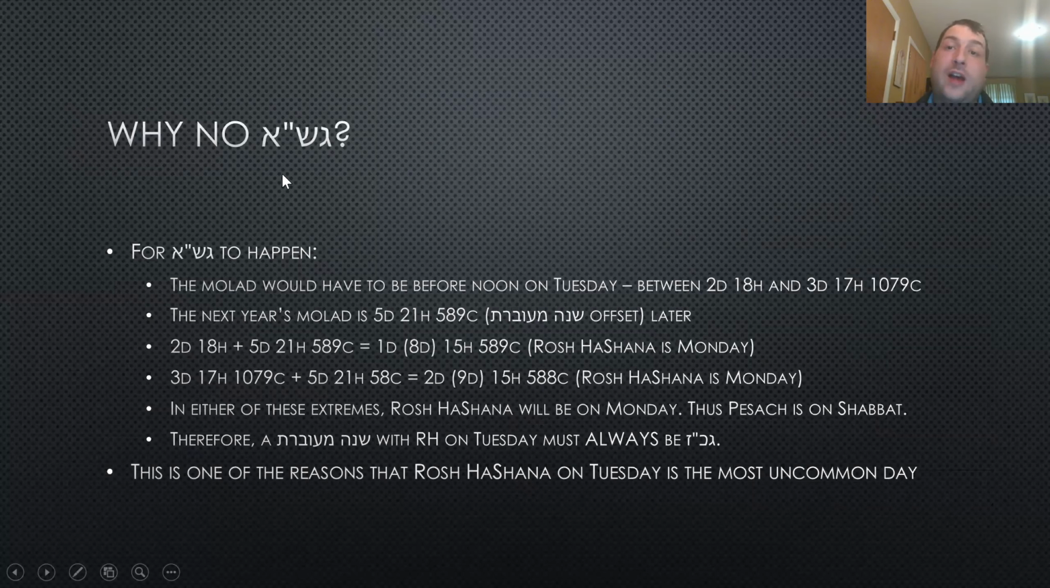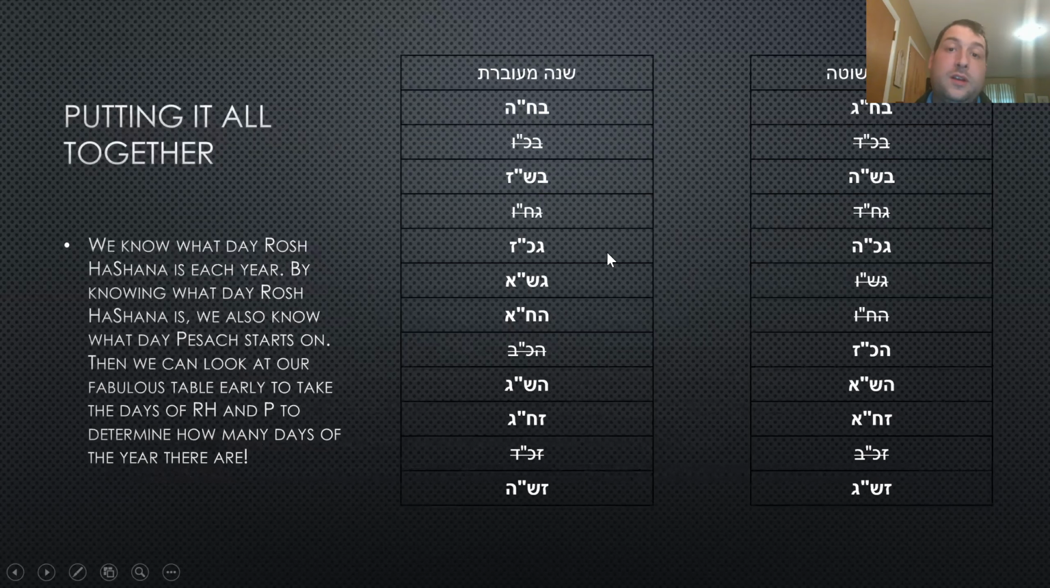Now, why no Gesha? And this is the last thing we're going to cover for today. A Gesha year. We just went back and we looked. Gesha is most definitely a possible year. It would mean that Rosh Hashanah is on Tuesday this year, and it's a Shleimim Shana Me'oberes, and next year Rosh Hashanah will still be on a Tuesday, because that's how Shleimim years in Shana Me'oberes work.